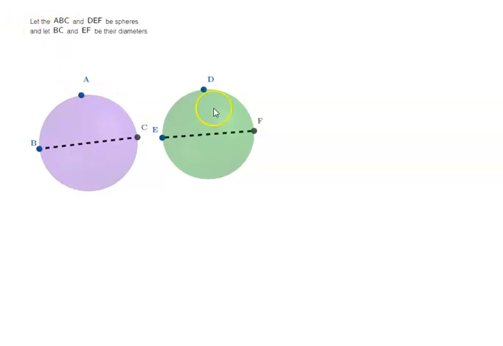Let ABC and DEF be two spheres and let BC and EF be their diameters. What the proposition is saying is that sphere ABC is to sphere DEF as the triplicate ratio of BC is to EF. Let sphere ABC be to sphere GHK, which is lesser than the sphere DEF, as BC cube is to EF cube.